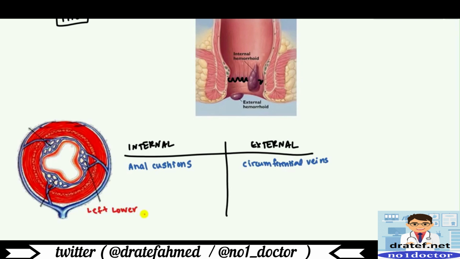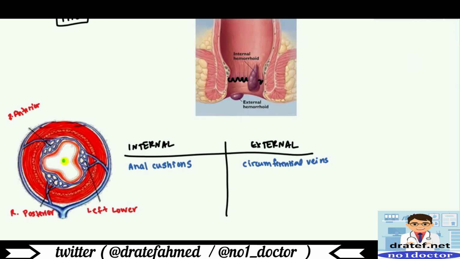The one right here is called the left lower plexus of veins, or the left lower anal cushion. The one down here is called the right posterior anal cushion, and the one on the top is called the right anterior anal cushion. Since this is anterior, you know your genitalia is on this side, and this is your backside there. These are your 3 plexuses that commonly get engorged.